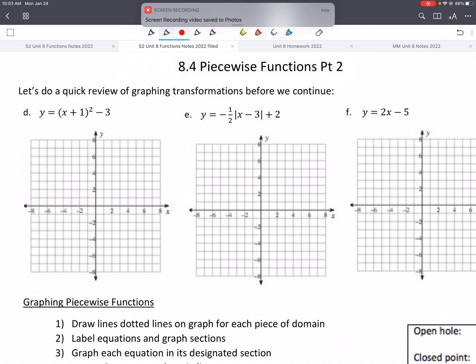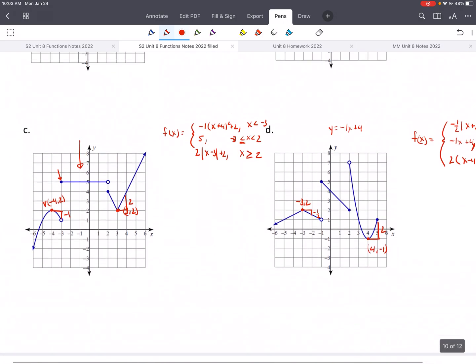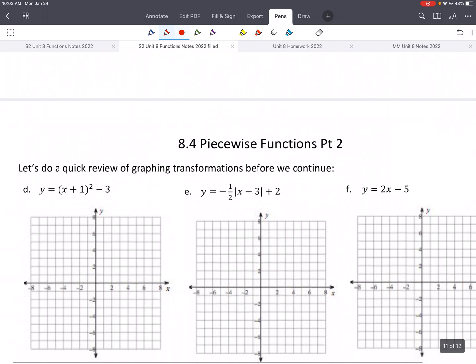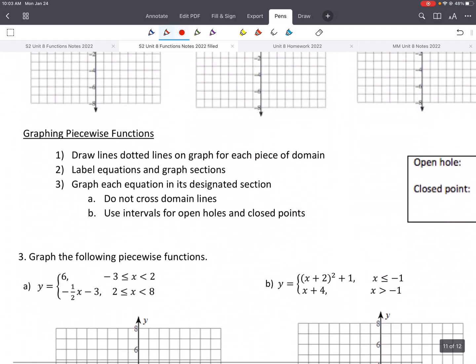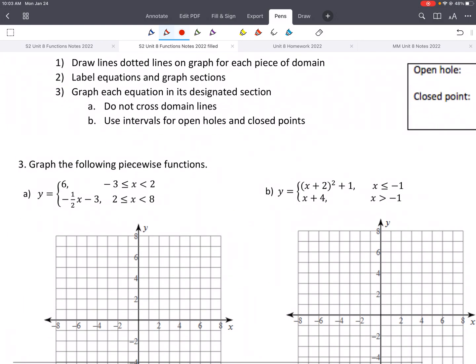All right, everybody, this is 8.4, our last lesson for this unit. We're doing piecewise functions again, part 2. But last lesson, what we did is we were able to write down our equations from a graph. Now we're going to be able to write or fill in our graph given our equation.